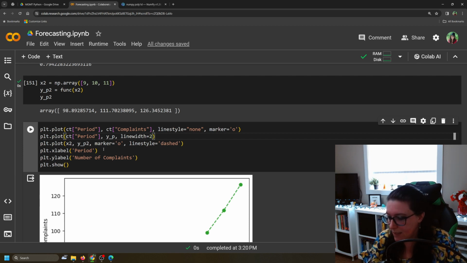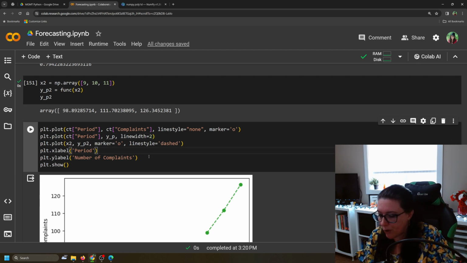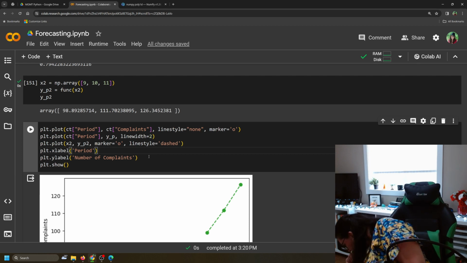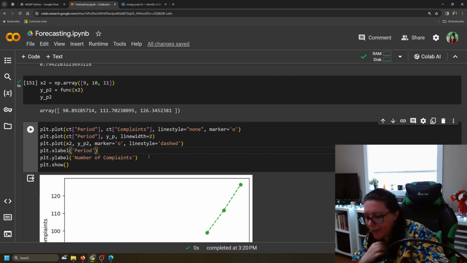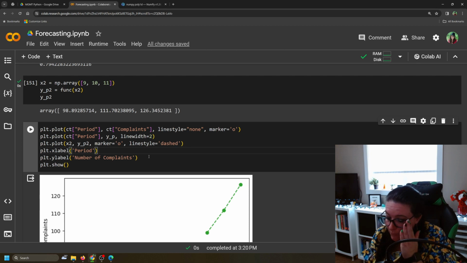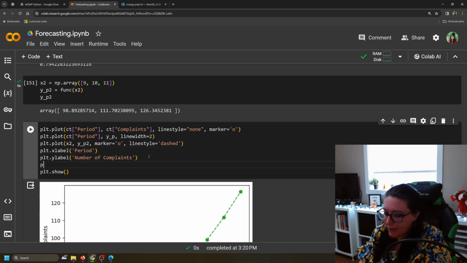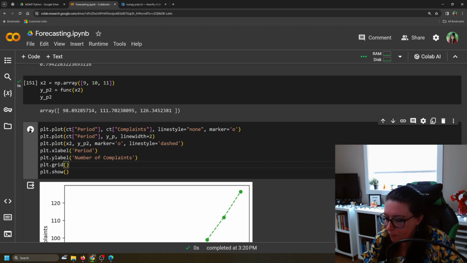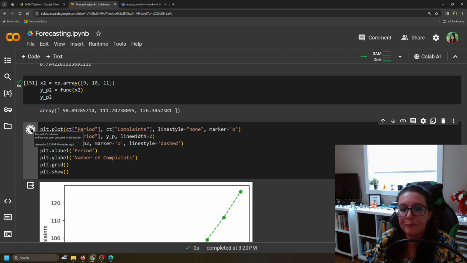We can add an X label of period. We can add a vertical label of number of complaints. You can even add a grid to it if that makes it easier to see. And we can run that.